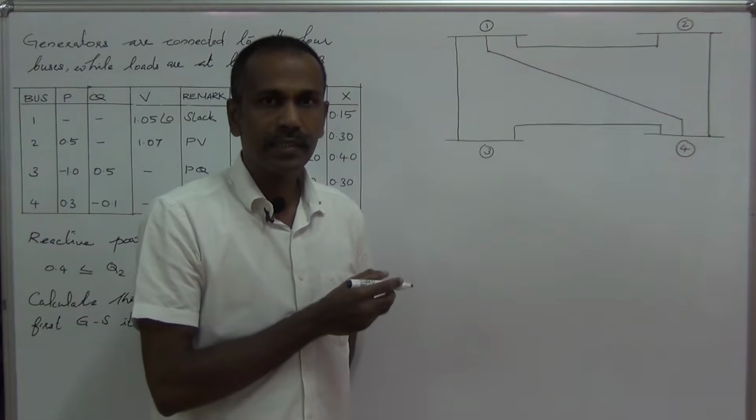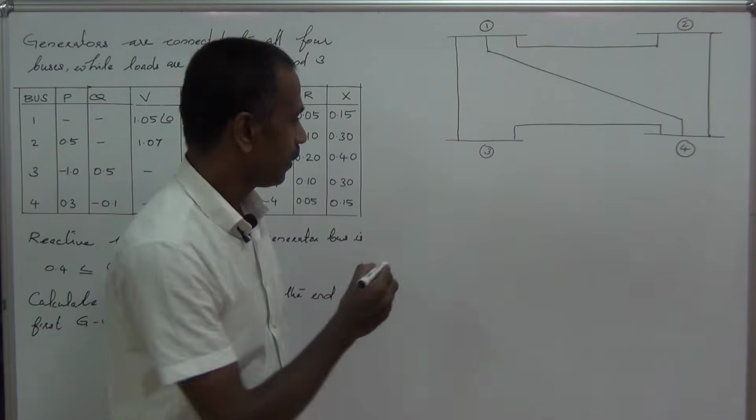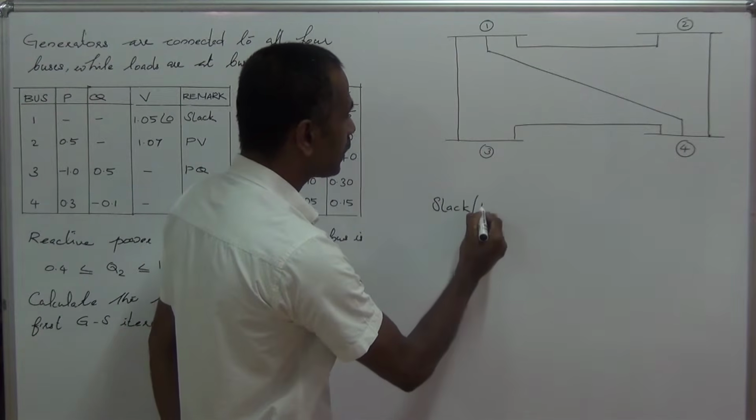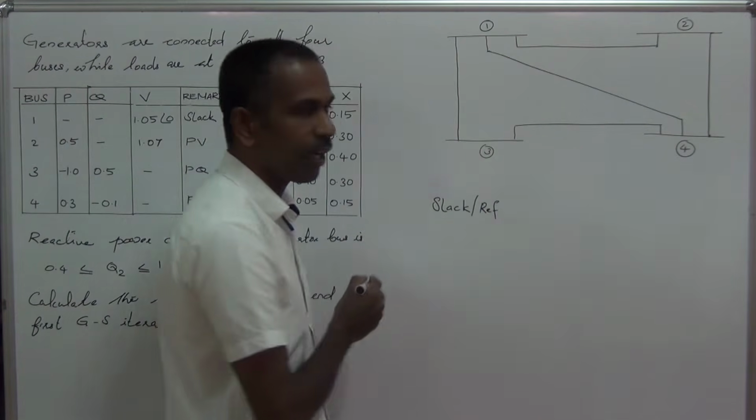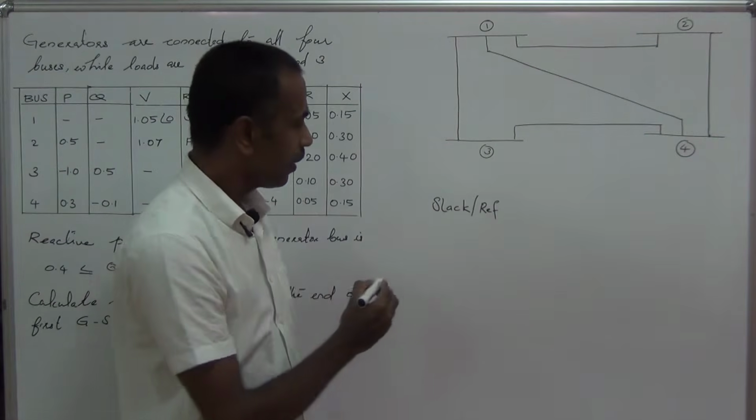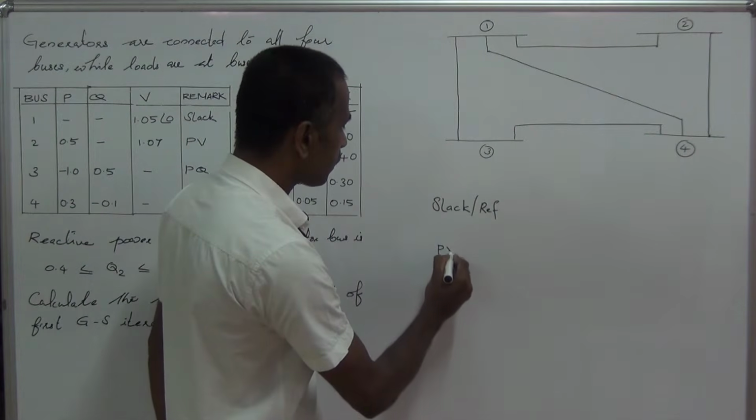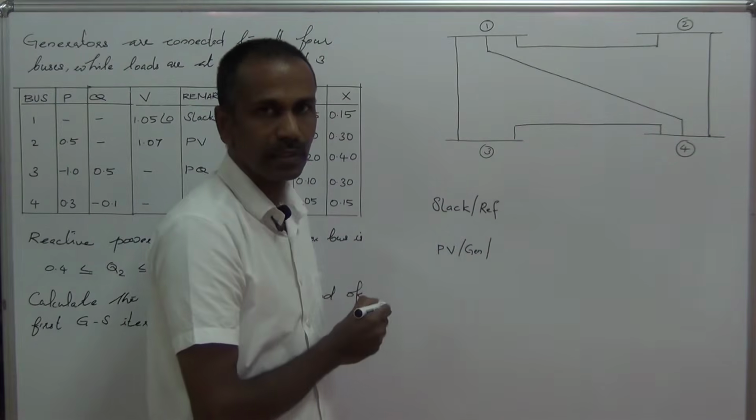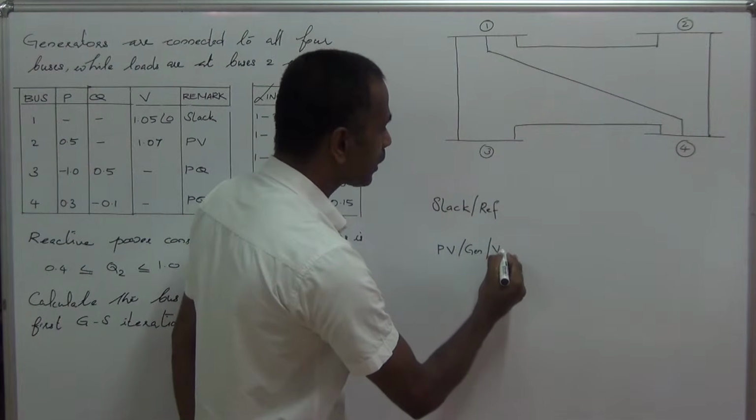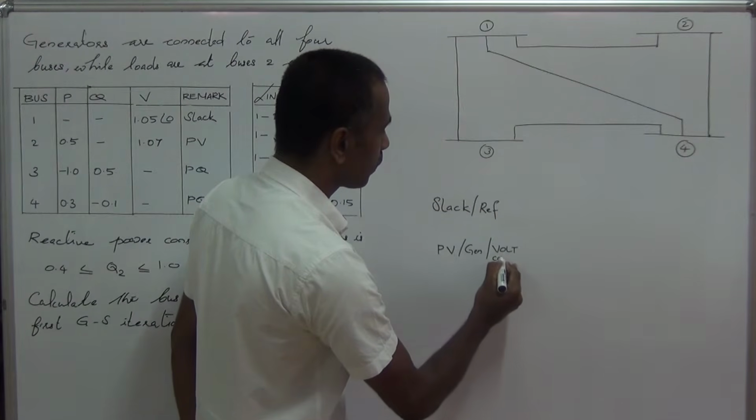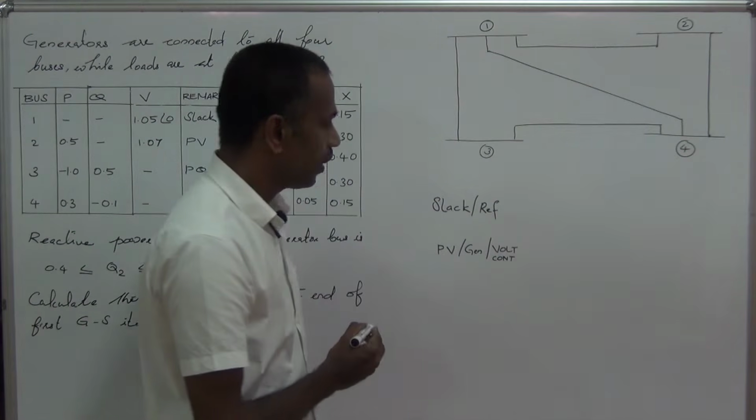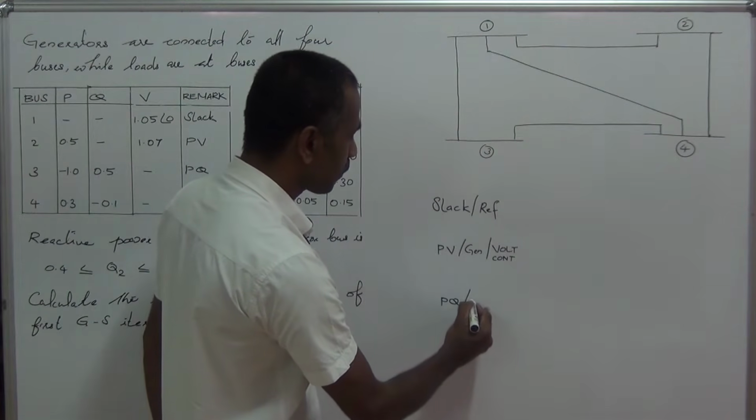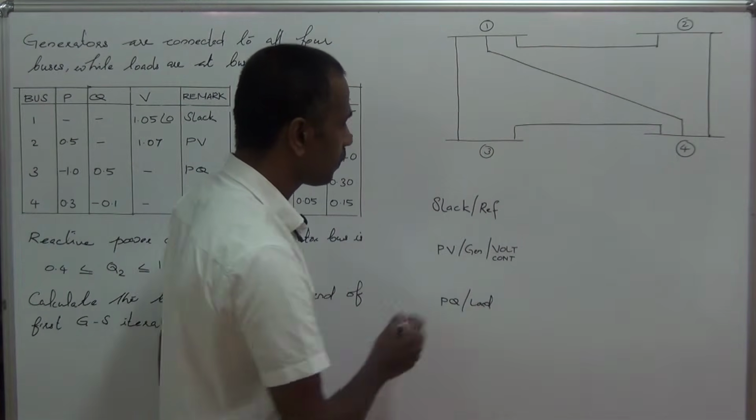There are mainly 3 types of power system buses. The first one is a slack bus or a reference bus. The second one is a PV bus or a generator bus or a voltage controlled bus. And the third one is a PQ bus or a load bus.